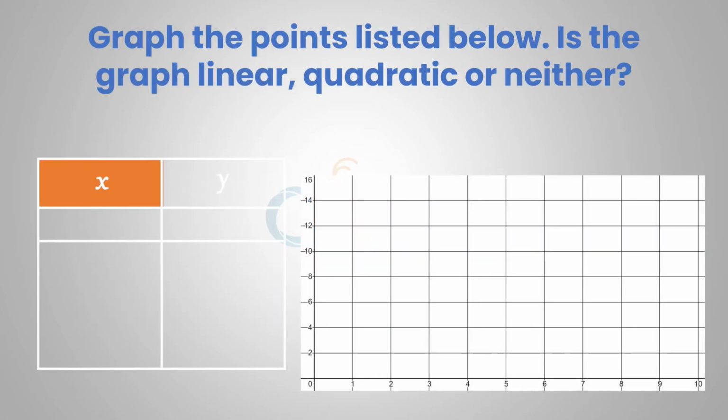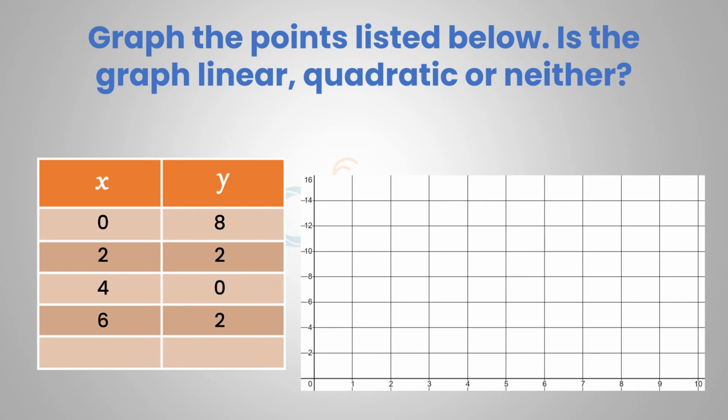Graph the points listed below. Is the graph linear, quadratic, or neither? Plotting the points (0, 8), (2, 2), (4, 0), (6, 2), and (8, 8), and connecting the dots with a smooth curve, we can see that that is indeed a U-shaped graph or a parabola. A parabola is the graph of a quadratic function.